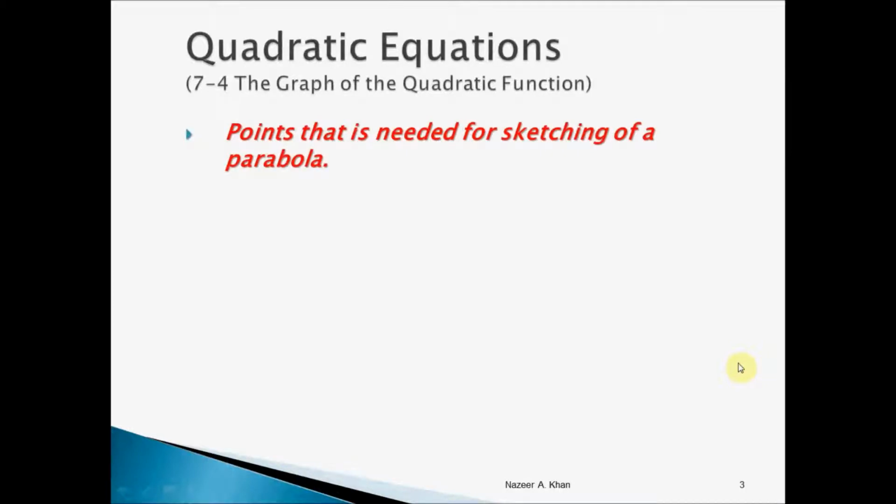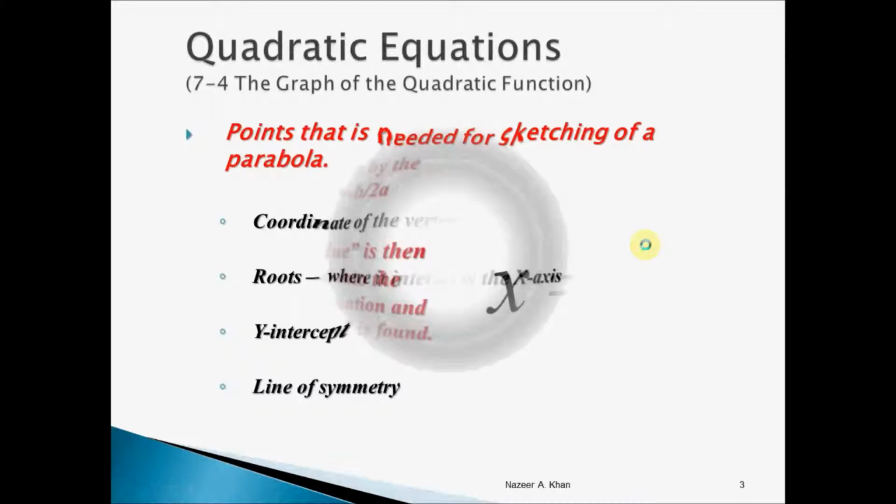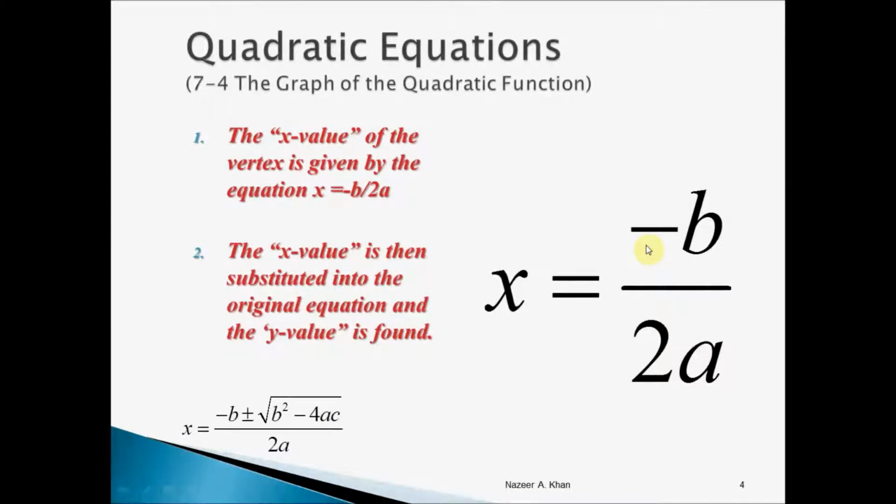Okay, let's move on again. We are going to plot the quadratic function, and therefore we're going to need some points to plot. The first point that we're going to go after is the coordinate of the vertex. We want to know the extreme point. The second point is going to be the root where it intercepts the x-axis. So we want to know those points, if there are any. And we're going to go after the y-intercept, and we're going to look at the line of symmetry and symmetrical points. It all sounds kind of complicated, but it really isn't.